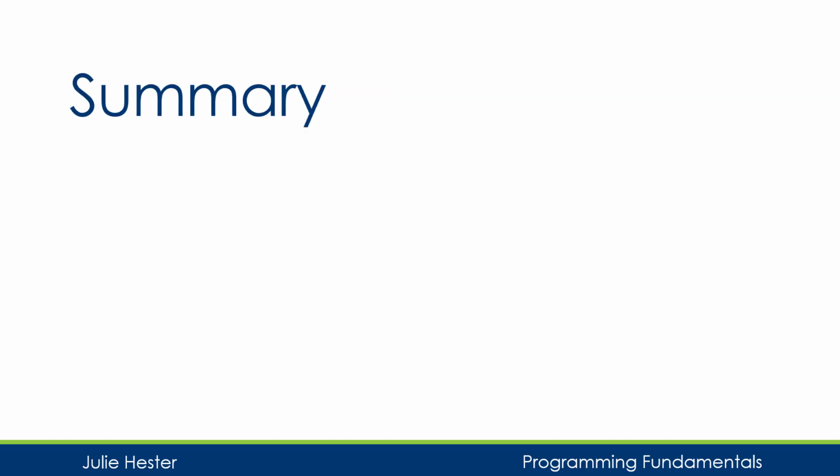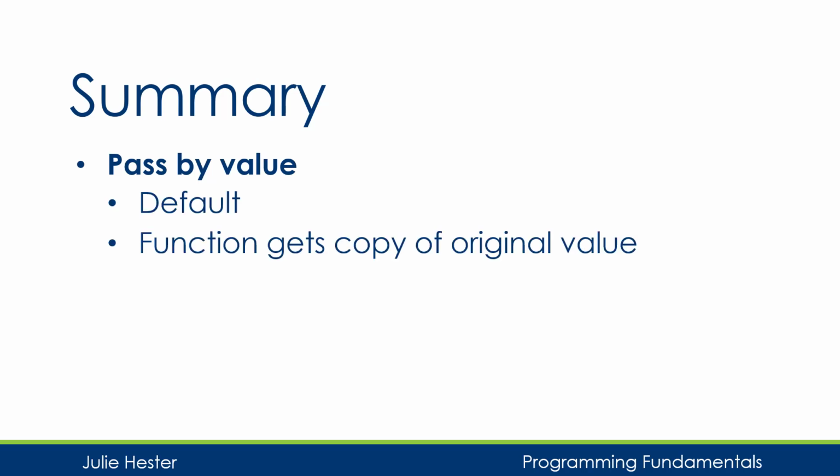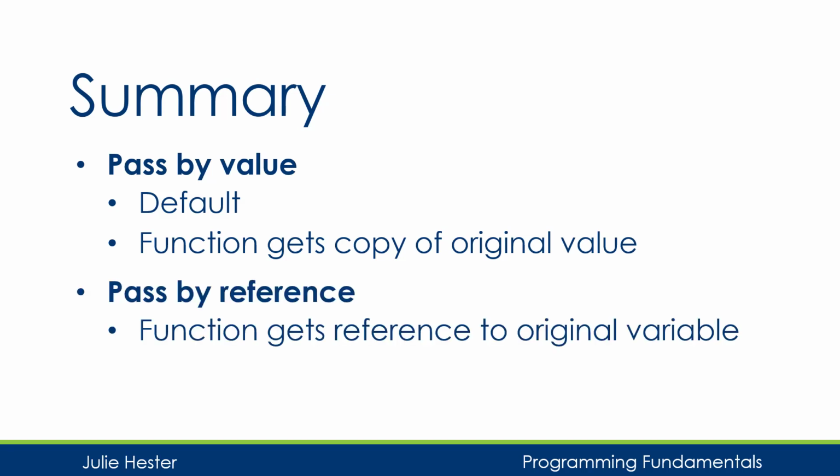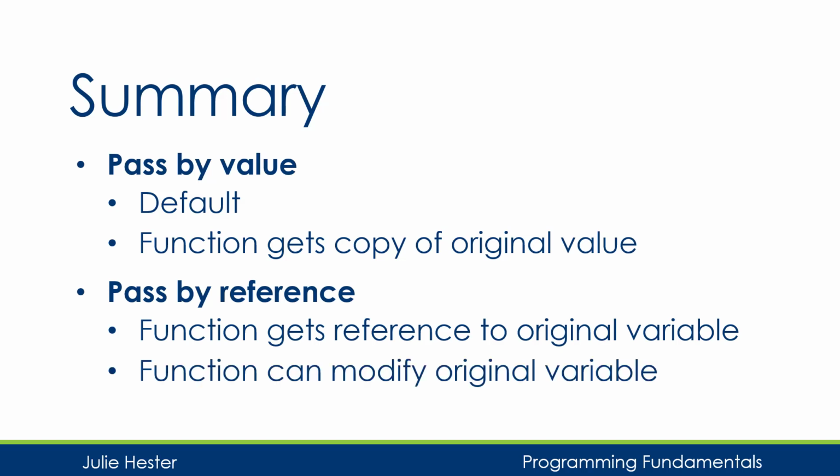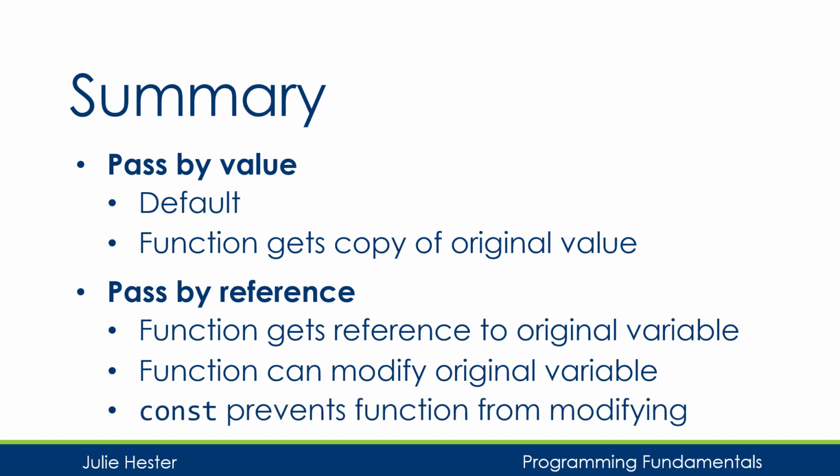So, what have we talked about here? We first looked at pass by value, and that's the default way functions work. When we use pass by value, the function's going to get a copy of the original value. Or we can use pass by reference. The function gets a reference to the original variable, and it can make modifications to it. But we can prevent modifications by using const before the data type in the parameter list.